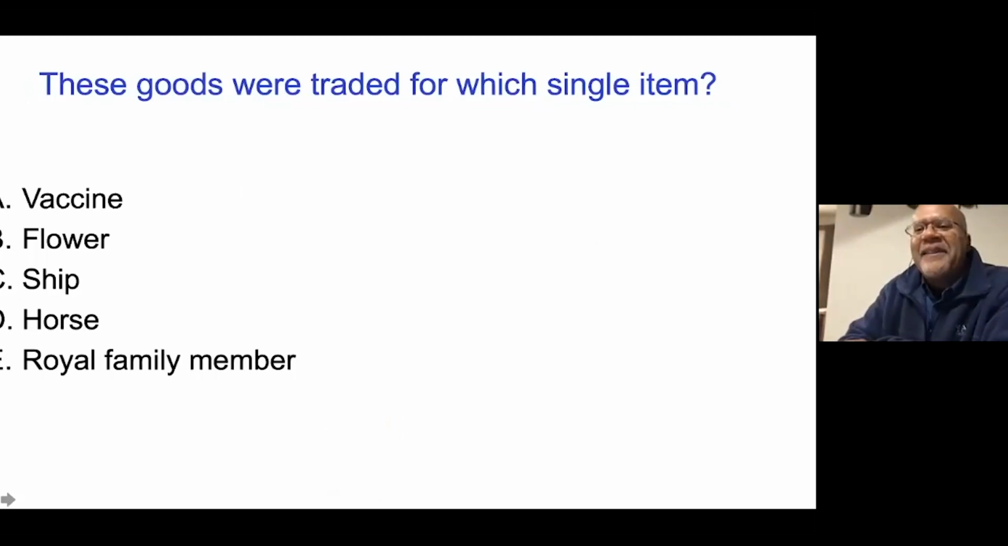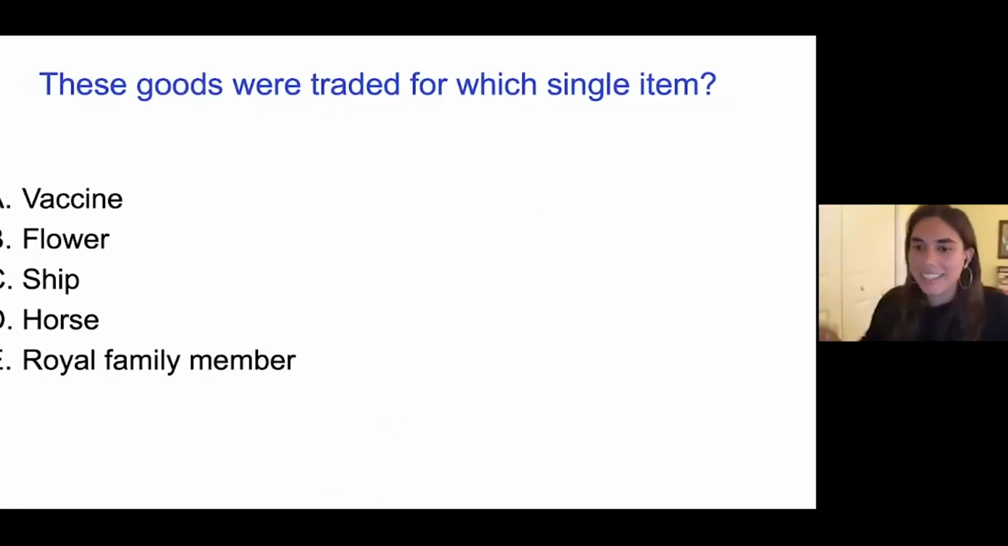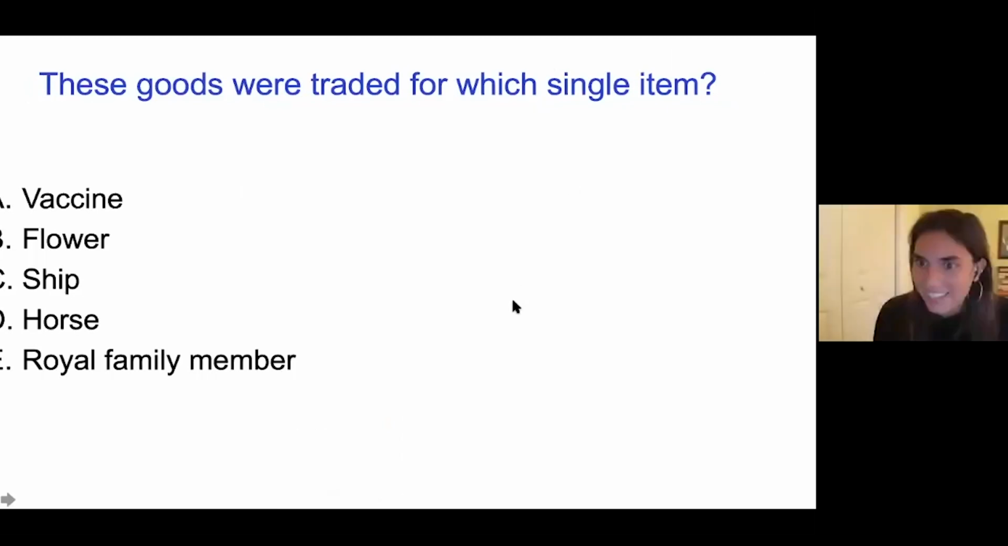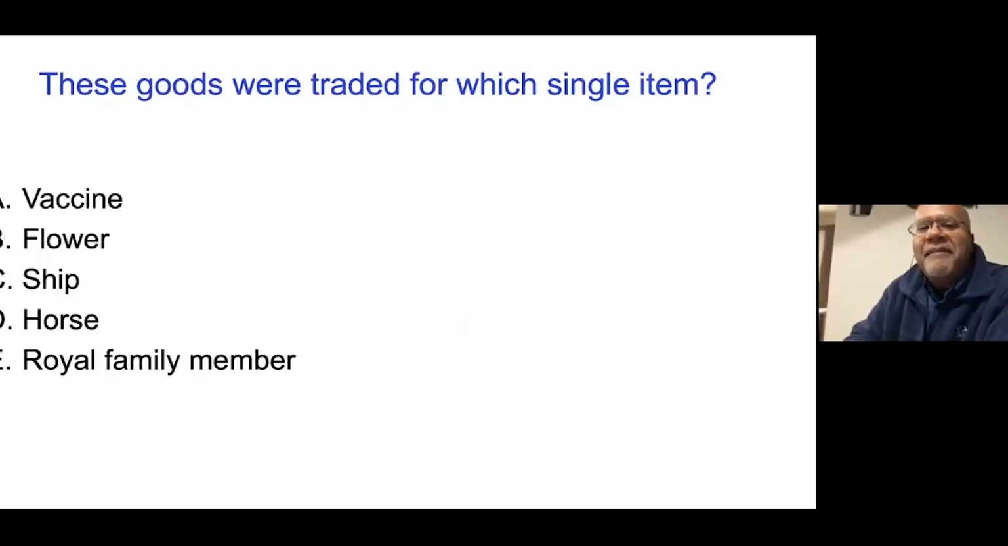Anybody want to hazard an answer? Nobody knows. Looks like there are some guesses in the chat. Oh, really? Would you mind looking at those for me? Lisa says flower. Tracy says A. Okay. Kieran says smallpox vaccine. Huh. Couple of A's. Lots of A's. Couple of E's. Well, everybody has vaccines on their mind.